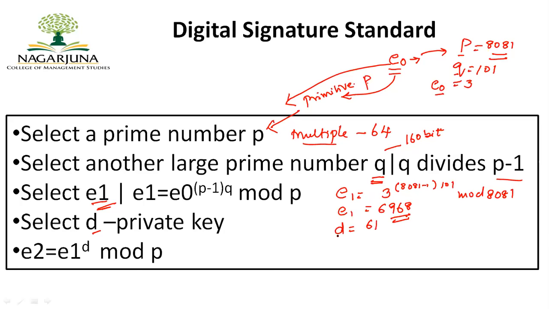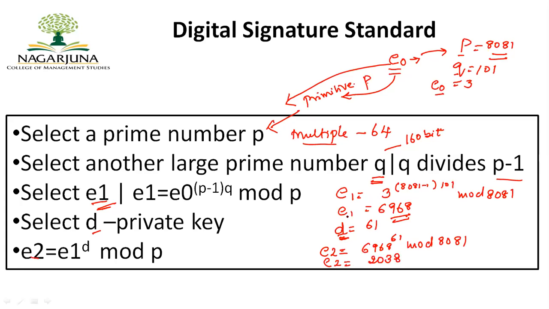So once we have our D value, using this private key D value, let us calculate E2. E2 is equal to, we have already calculated E1, which is 6968 to the power of D, which is 61, mod P value, where your P value is 8081. This calculation will give you the answer as 2038.